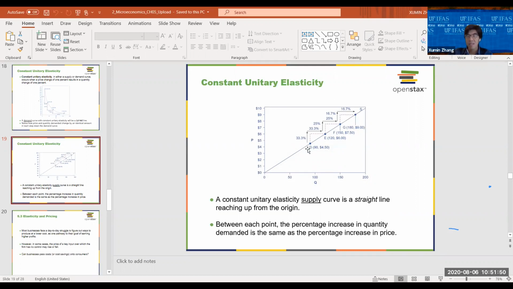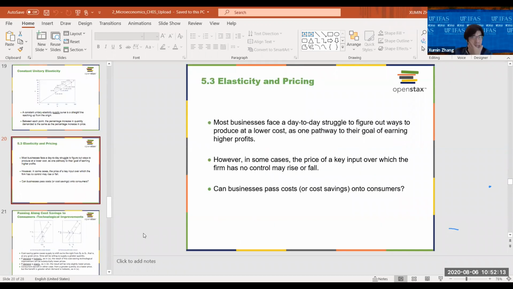Every point on this, which we call the 45-degree line, has a quantity change equal to the price change. But make sure you understand that for unitary elasticity, one is a curve for demand, and one is a straight line for supply.